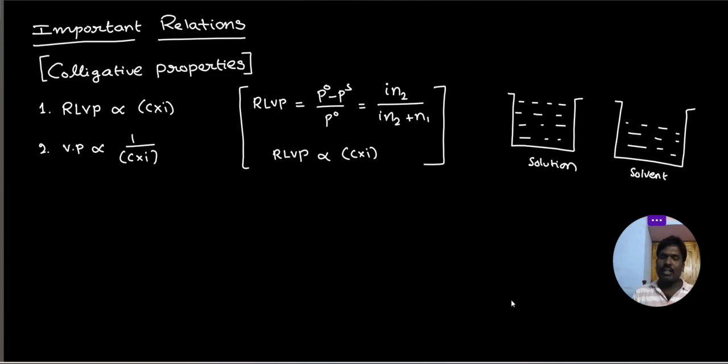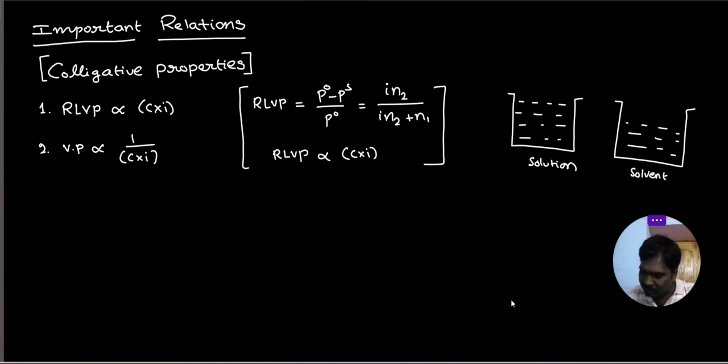To the solvent you are adding solute, then the solution is prepared. Maybe there is association between solute and solvent particles, so the resulting vapor pressure decreases. Very important one it is. So when solute particles increase, the vapor pressure of solution decreases, so that is inversely proportional. Relative lowering of vapor pressure is directly proportional to C into I, and vapor pressure of solution is inversely proportional to C into I.